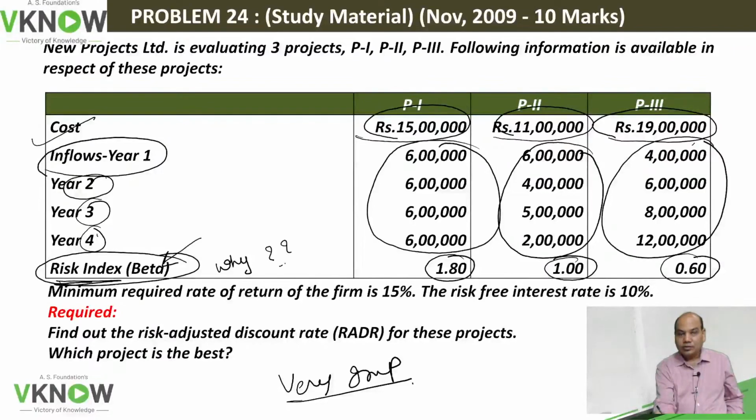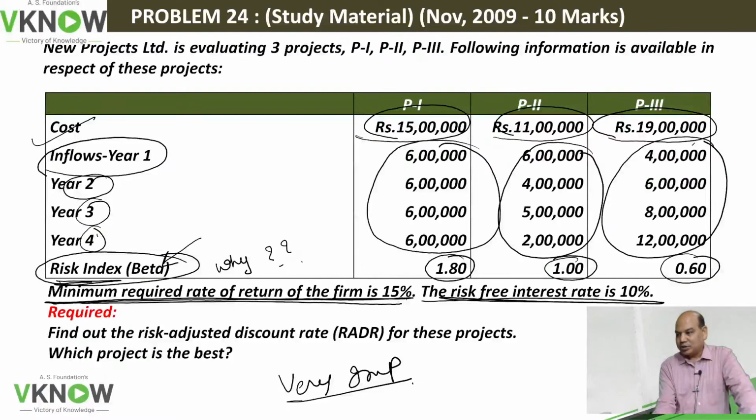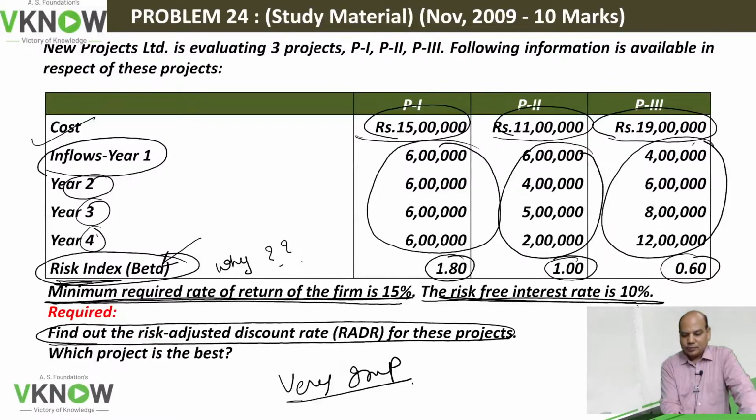Why is beta given? Beta is given so that you can compute the risk adjusted discount rate. Minimum required rate of return of the firm is 15%. Risk free rate is 10%. Find out the risk adjusted discount rate for these projects and which project is the best.